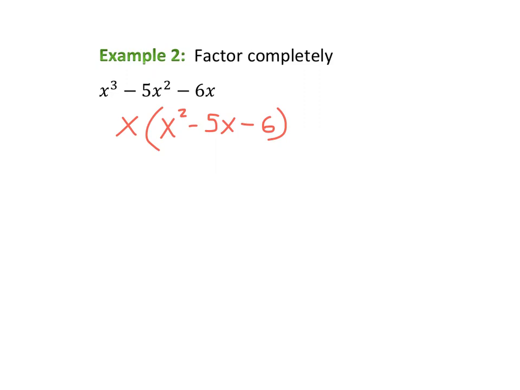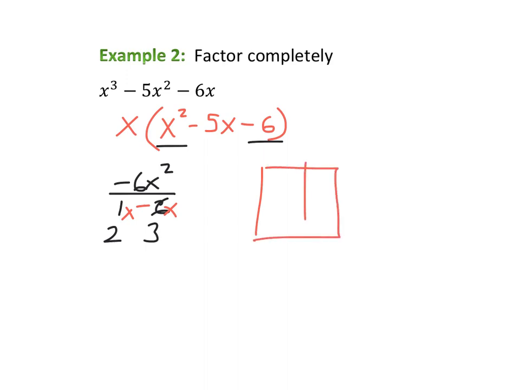Next, after we pull out the monomial, we ask ourselves, is it a pattern? It's not a pattern, so we're going to multiply first and last, giving us negative 6x squared. The factors of negative 6 are 1 and 6, and then 2 and 3. Because we multiply to be a negative, one of them has to be positive, one of them has to be negative. The combination we're going to want is positive 1, negative 6. Give an x to each of those.